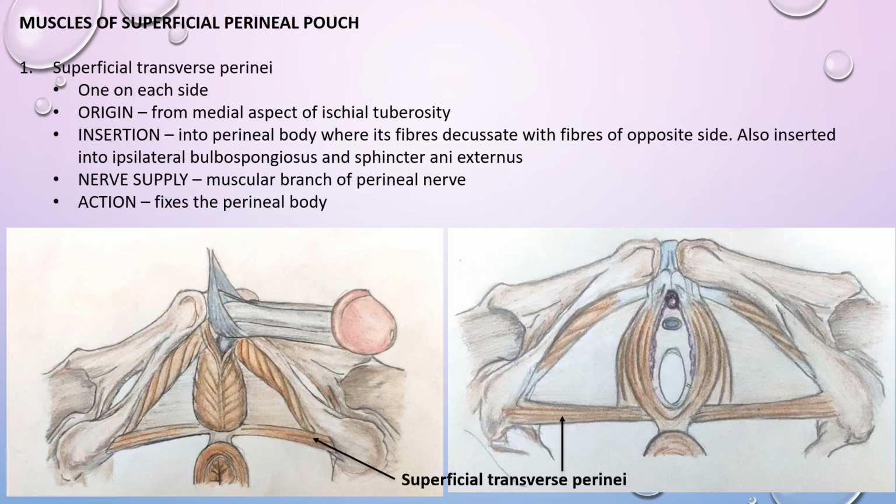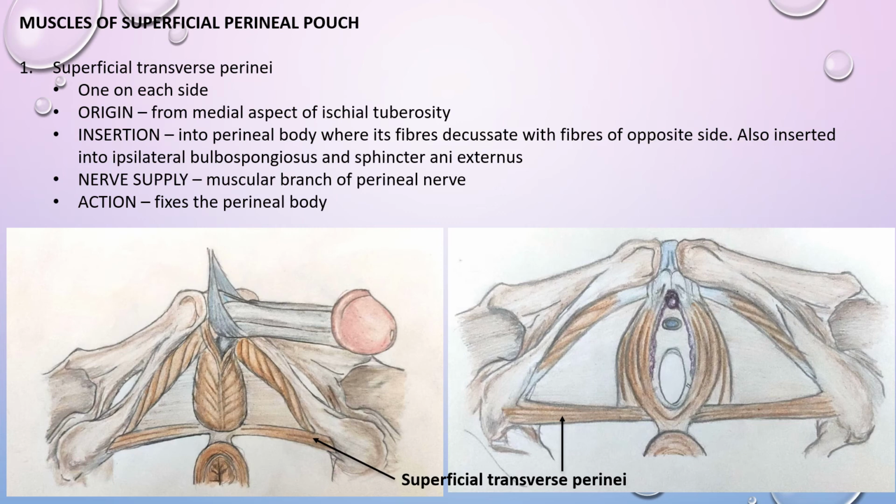Coming to the muscles of the superficial perineal pouch, we are going to see the muscles one by one. First, we will see the superficial transverse perineal muscle. It is 2 in number, 1 on each side. Origin. It originates from the medial aspect of the ischial tuberosity. In this diagram, both in male and female, you can appreciate the superficial transverse perineal muscle originating from the medial aspect of the ischial tuberosity.